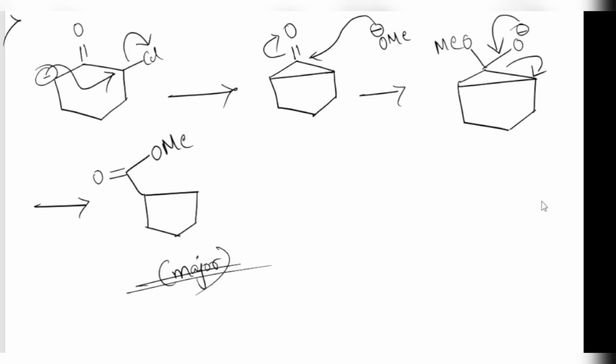Only one product we will get in this case, because it is symmetrical in both the carbon atoms. Then this is an example of ring contraction, right? Because in this case, here a six-membered ring is there, and finally we will get a five-membered ring. Another example we will be taking like this.